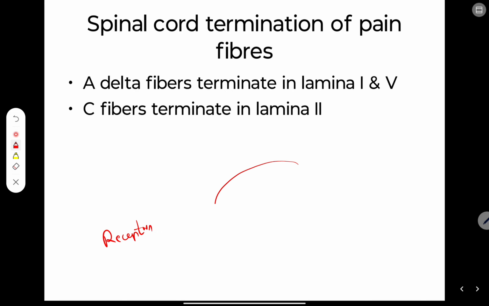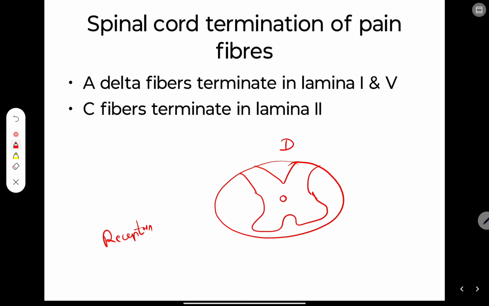If I draw a cut section of a spinal cord, this is the dorsal aspect which I have drawn. This is the central canal. So this is the dorsal aspect. Clear? This is the anterior horn of the spinal cord. This is the ventral aspect, otherwise the anterior half of the spinal cord. So the nerve fibers start from the receptors. Let me draw the A delta fibers.